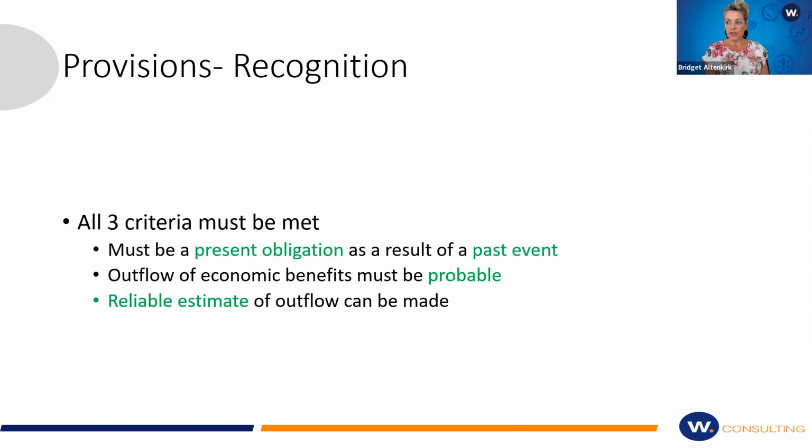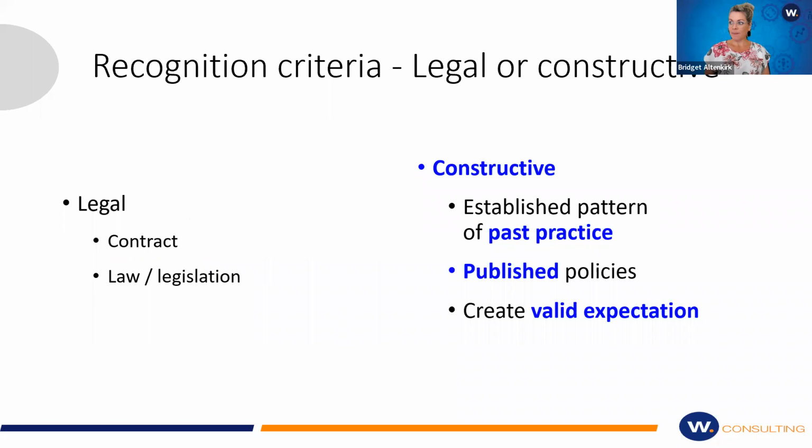In order for a provision to be recognized, there must be a present obligation as a result of past events. It must be probable, i.e. more than 50% likely that the entity is going to have to make a payment to settle that liability. And they should be able to measure that liability reliably. So they must have some way in which they can estimate the value of that liability.